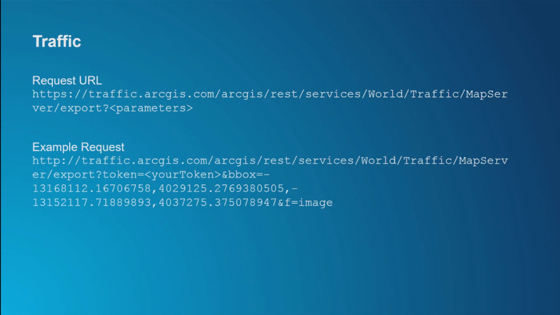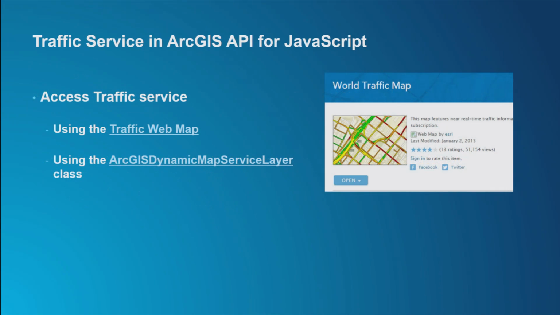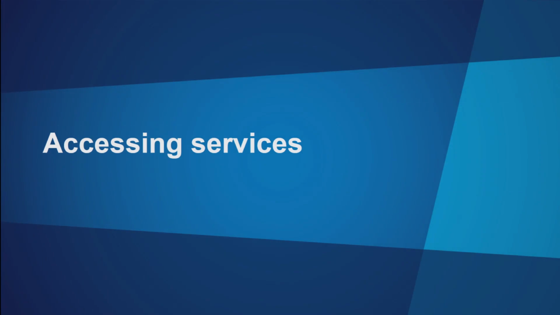So this is the REST endpoint, and usually you pass a bounding box. This is the extent for which you want that image, which will show you the traffic and the incidents, along with a time extent. If you don't pass a time extent, the time extent is now, so it will always give you traffic for now, or you can pass in a time extent and get traffic at a certain time of day. How do you use this? You can use the traffic web map and draw that web map, or you can use the ArcGIS dynamic map service layer and pass in the layer ID for this traffic map service and draw it in your app.